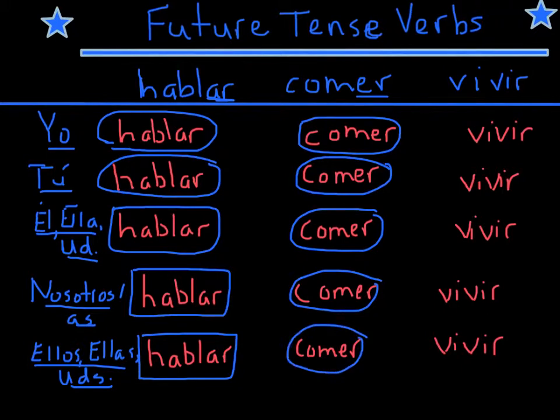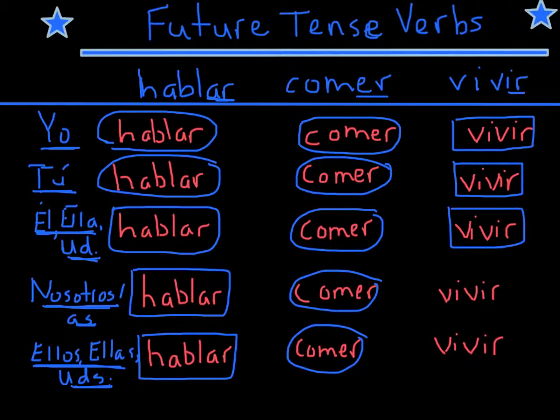Lastly, for words such as vivir, where you have an IR ending, again, for each of the forms, whether it's yo, tú, él, ella, usted, nosotros, nosotras, or ellos, ellas, ustedes, you simply rewrite the entire word. So you would rewrite vivir in each of these forms the same way that you did for the regular AR and ER verbs.